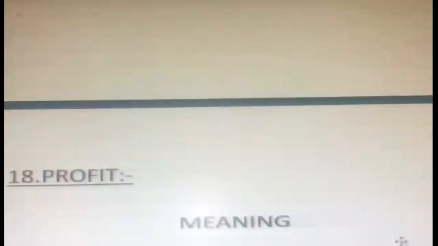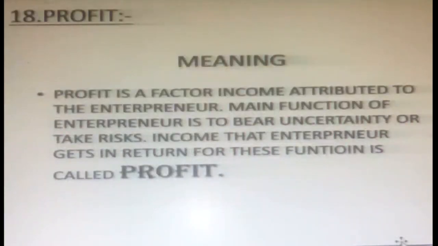Then profit. So profit is a very, very important term. Even laymen know what is the meaning of profit. Correct. Here, why is a person doing business? Mostly they want to earn profit. Correct. Here, what is the meaning of profit?